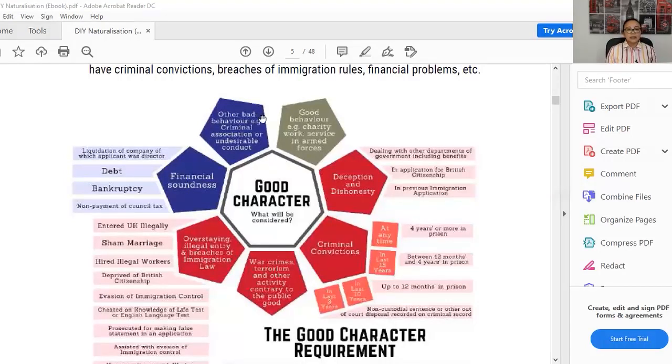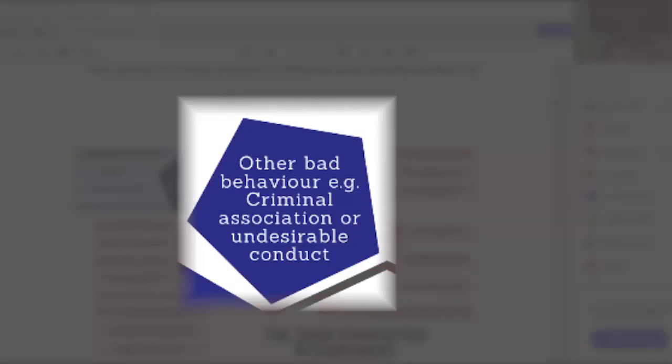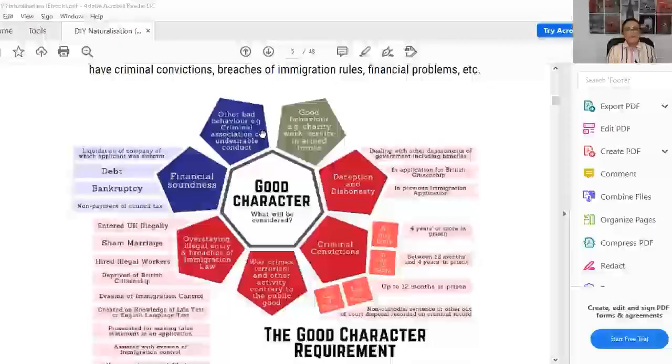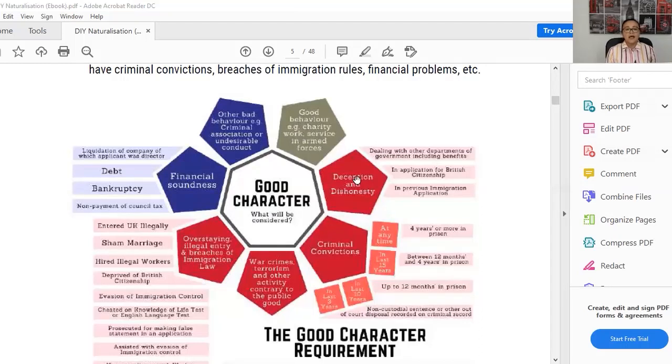Okay, so the second one is other bad behavior, such as criminal association or undesirable conduct. So this can be, I suppose, being a member of a gang. Okay, and then if we go on clockwise, I'll mention this good behavior. If you have done charity work or served in the armed forces, then that can be considered as good behavior.